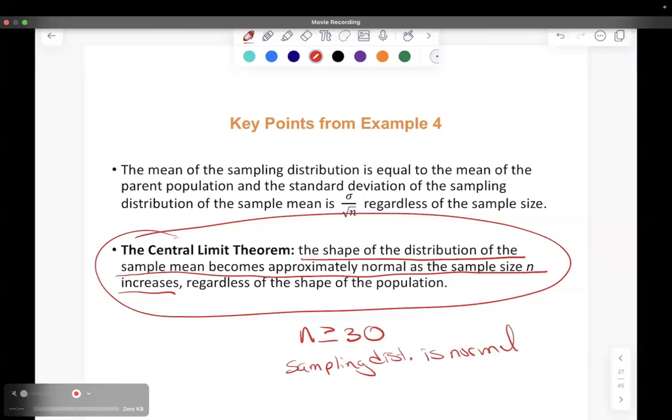So 30 is your go-to right there. Otherwise, the problem needs to tell you that the population is normal. It'll say something like, the random variable X is approximately normal. Then you don't have to worry about what your sample size is. But if it doesn't tell you, or if your population isn't normal, then our rule of thumb is 30 or greater.